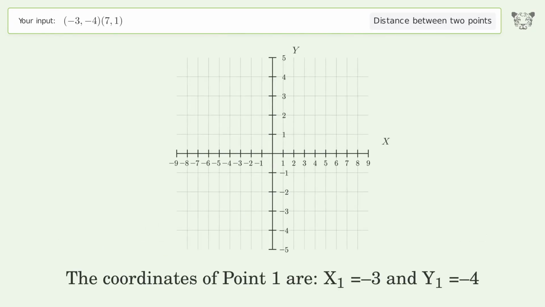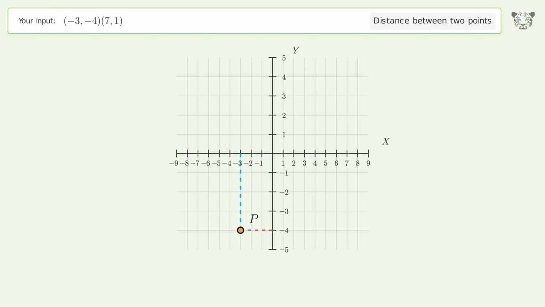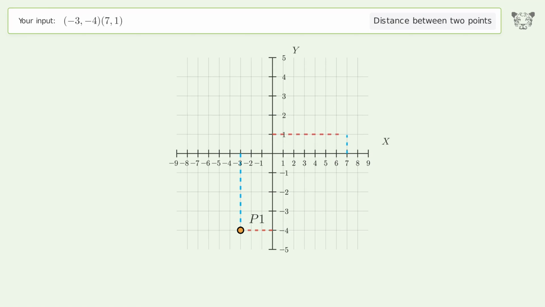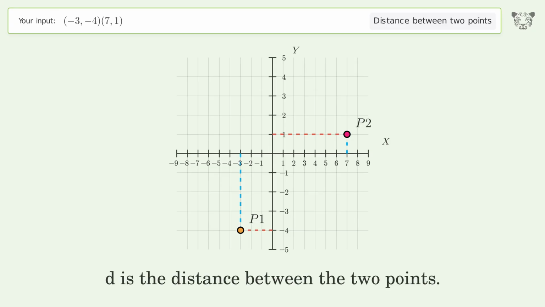The coordinates of point 1 are x1 equals -3 and y1 equals -4. The coordinates of point 2 are x2 equals 7 and y2 equals 1. D is the distance between the 2 points.